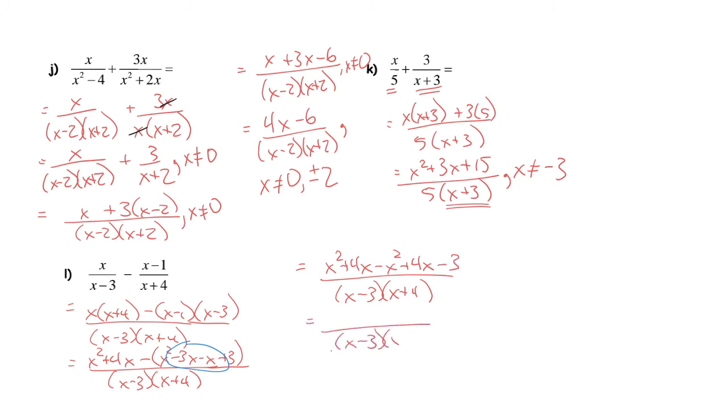And I think I'm basically done because the rest of it's going to be pretty straightforward. The x squareds are going to cancel each other out. Positive x squared minus x squared. And so I'm left with 4x plus 4x, 8x minus 3. And now I'm going to identify from the denominator that x cannot be equal to positive 3 or negative 4.